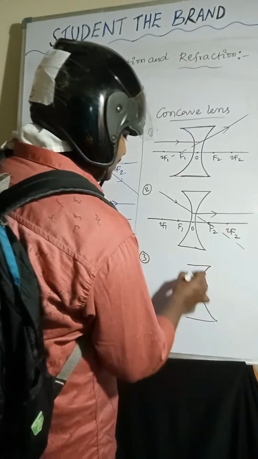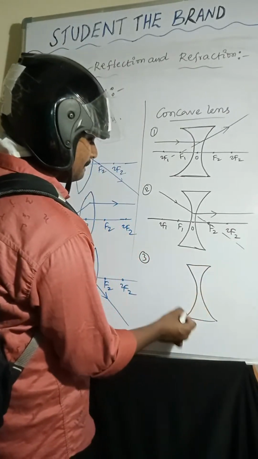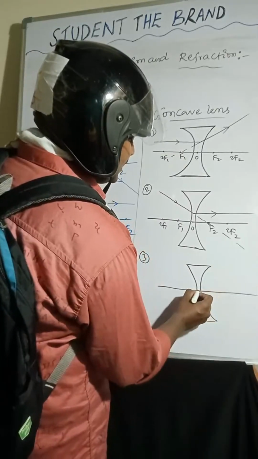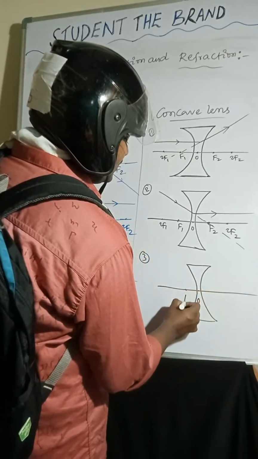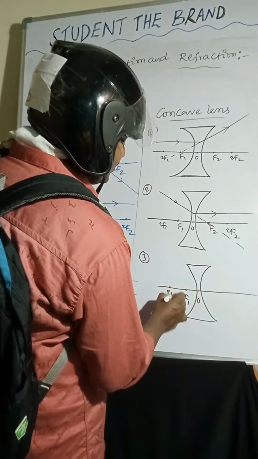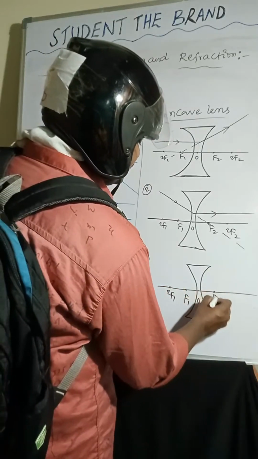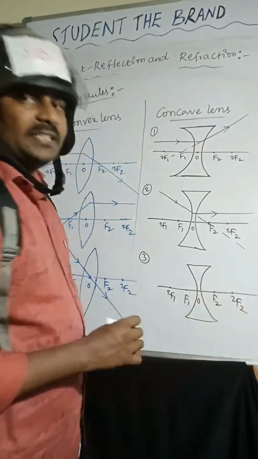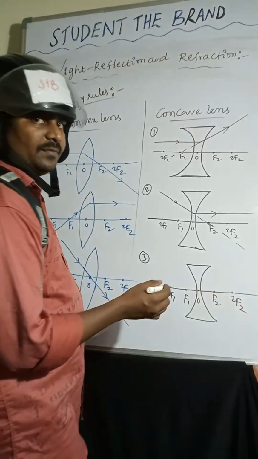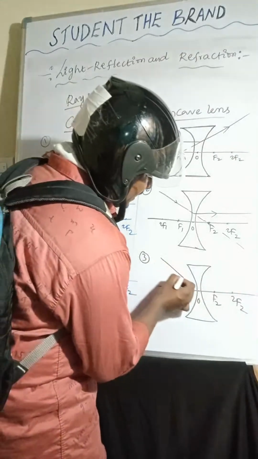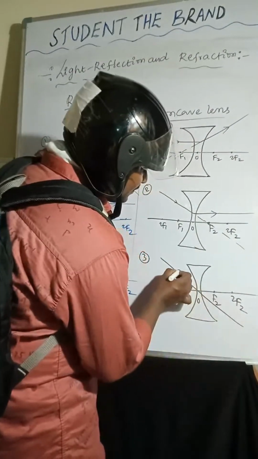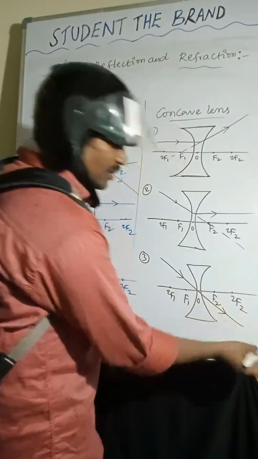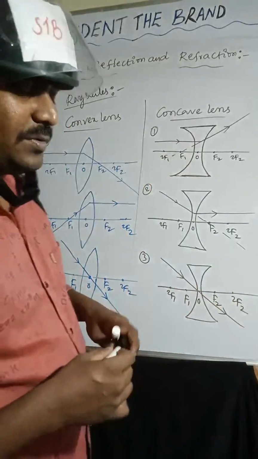So this is the optic center, F1, 2F1, F2, 2F2. Light ray is passing through optic center. Okay. No deviation takes place. It moves like that only.